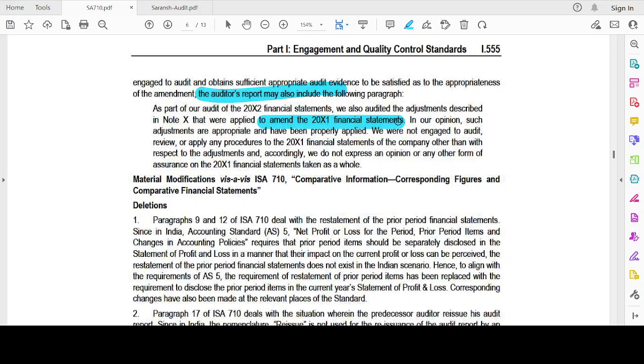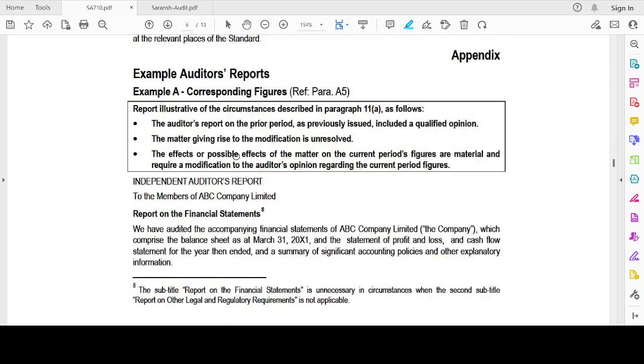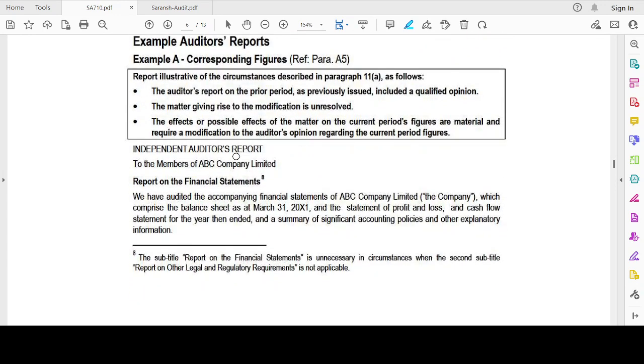In our opinion, such adjustments are appropriate and have been applied properly. We were not engaged to audit or review last year's, but we have done it. And we don't express an opinion as a whole on that. Okay, now let's have a look at it. Now, first, one example is for corresponding figures.